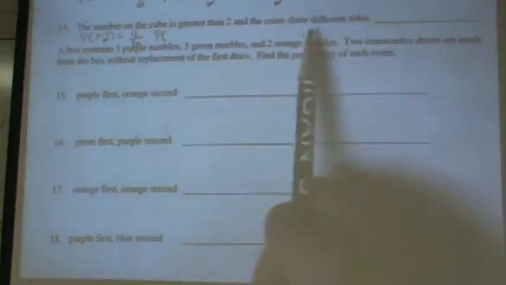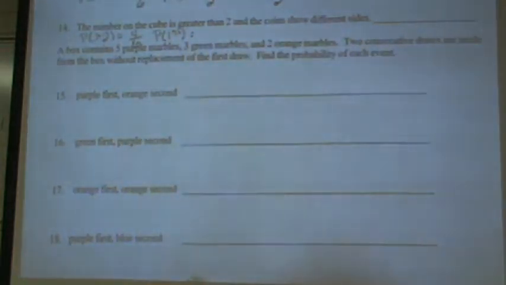Then we need to find the probability for the coins, which it says show different sides. The probability for the first coin could be either heads or tails, so you have a 2 out of 2 chance, because it could be either one. But for the second coin, we would want it to show the opposite side. So you would only have a 1 in 2 chance to get whatever the other side would need to be for that one.